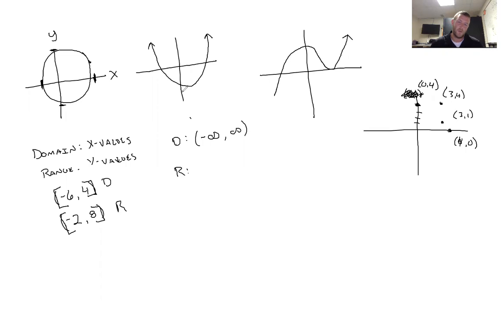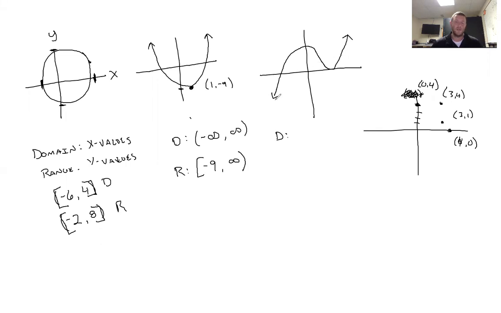Okay, now range. Range, I start at the bottom, work my way up. Okay, so it hits it somewhere right here. There's the lowest y value. Okay, and if you look, it's -9. So -9 is the farthest y value. So bracket -9, and then it's going to go all the way up forever. So that's why it's infinity. Now, anytime you use infinity, you should use a parenthesis. This one.